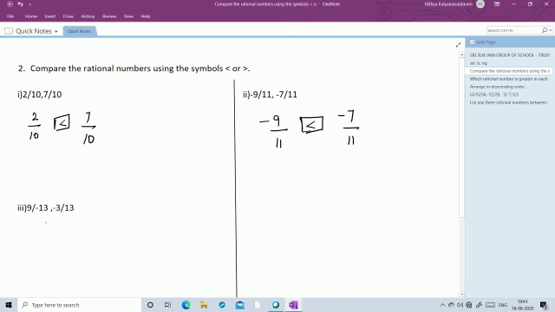Third question, 9 by minus 13 and minus 3 by 13. Once the denominator is negative, you move that sign to the numerator. Minus 9 by 13 and minus 3 by 13. Now the denominators are same, 13, 13, so you can compare only the numerators. As I told you, if both the numbers are negative, the smaller number is the greater. So minus 3 by 13 is the greater rational number.